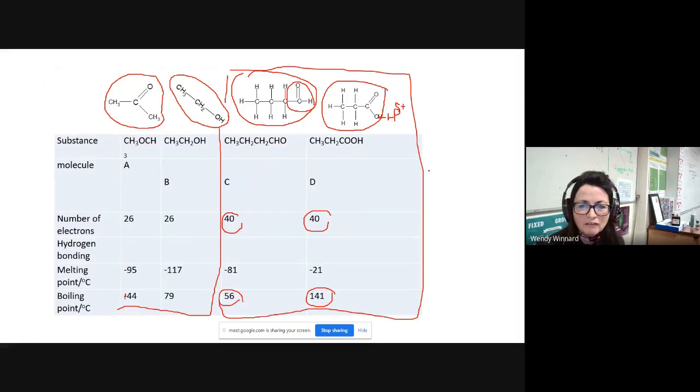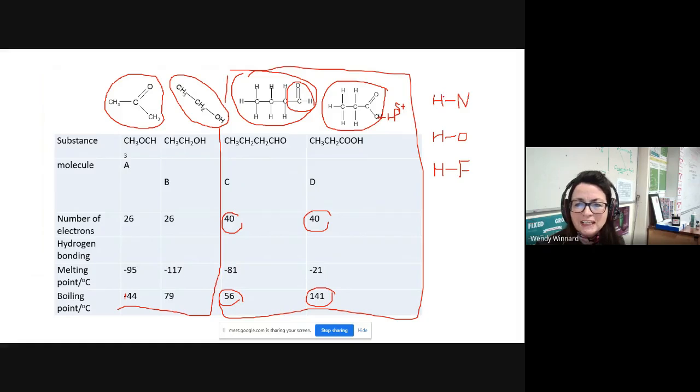Are you listening for the rules? To work out if something can form hydrogen bonds with something else, the hydrogen atom has to be attached to either a nitrogen, or an oxygen, or a fluorine, because those are the 3 most electronegative elements in the periodic table.